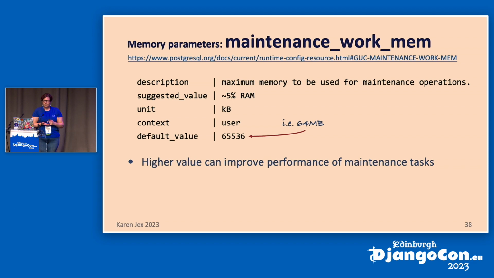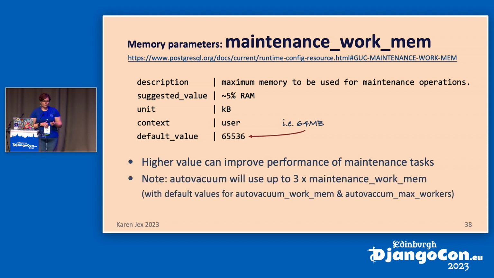You can improve the performance of your maintenance tasks often if you increase this. There have been various different tests that have shown that if you set it really high, actually you don't necessarily get massive performance gains, so again, something to test. A good starting point, potentially 5% of your available RAM. Auto vacuum is a bit of a special case, so by default it will use up to 3 times maintenance work mem. Just put the caveat there if you've got those default parameters.